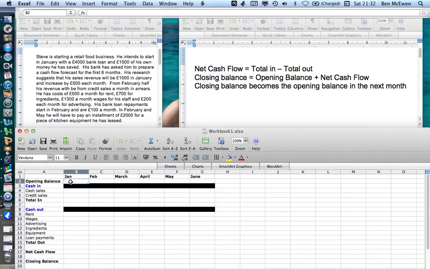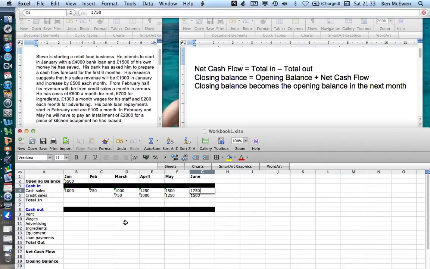So our opening balance is £5,500 because of the bank loan and the £1,500 that he has of his own money. Sales are going to be £1,000 in January. Then when they go up to £1,500, he's only going to receive half of that money in the first month, in February, the second half in March. March he has £2,000 of sales, but £1,000 of that is cash and the other £1,000 credit sales in April. In April, again, half received as cash sales, the other half the following month. And that carries on through until June.